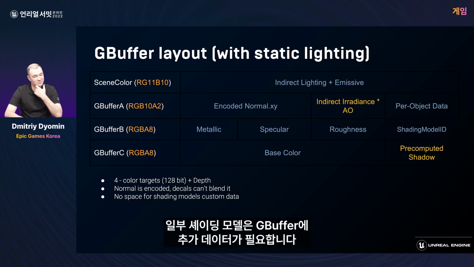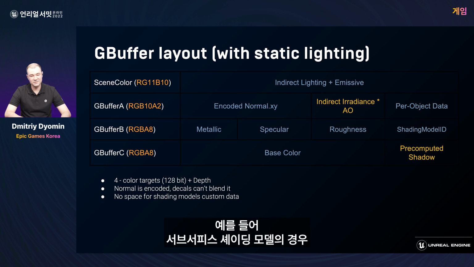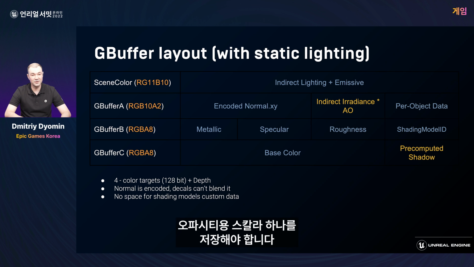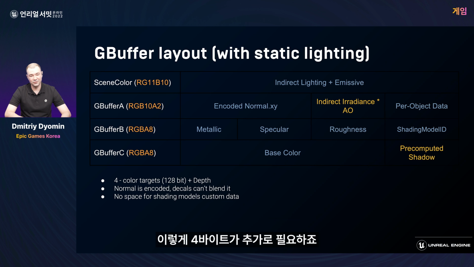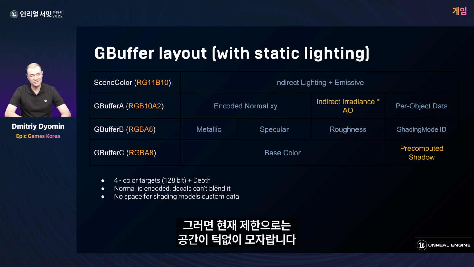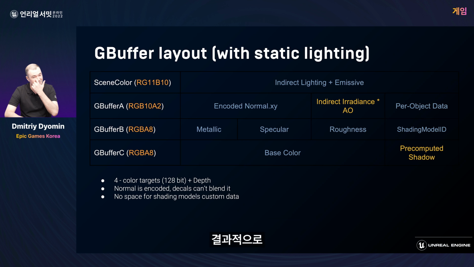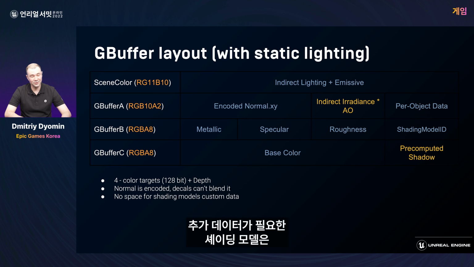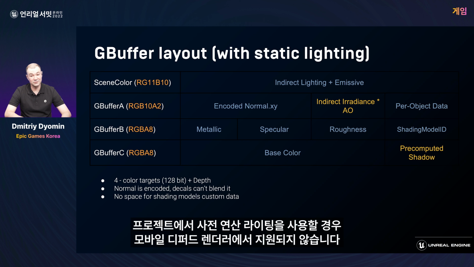Some shading models need to store additional data into the G-buffer. For example, the subsurface shading model needs to store RGB subsurface color and 1 additional scalar for opacity. So 4 additional bytes. There is just no space for it with current limitations. This means shading models that require additional data are not supported by the mobile deferred renderer if your project uses pre-computed lighting.